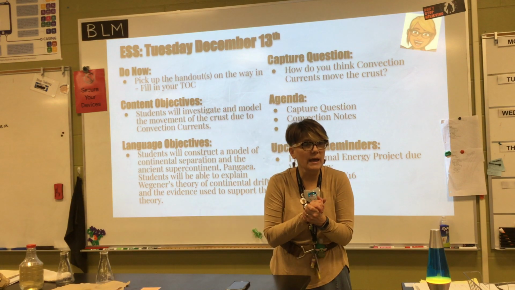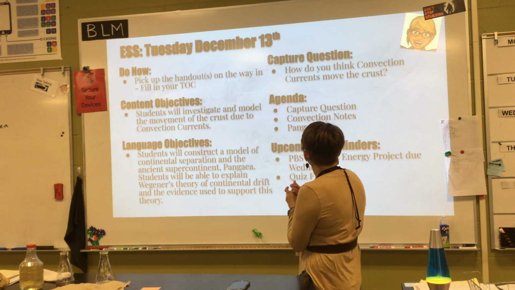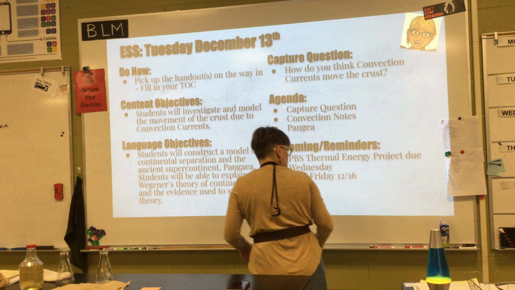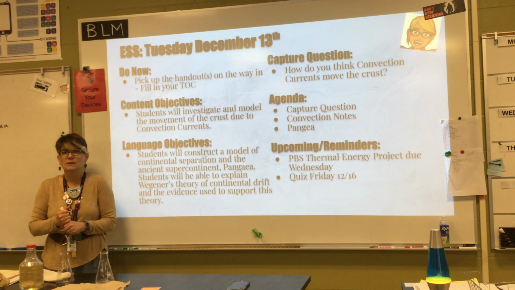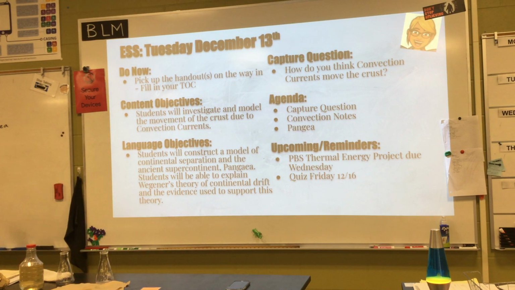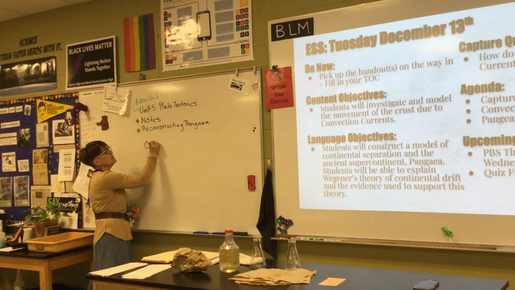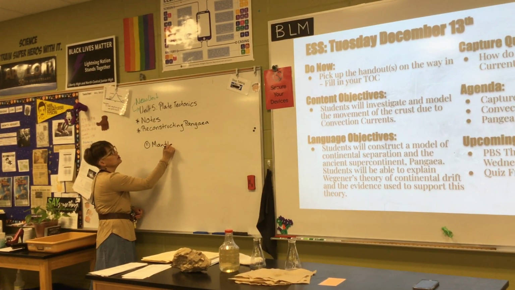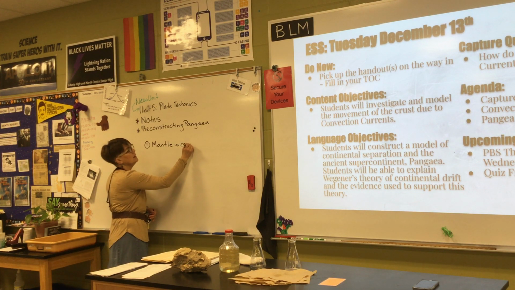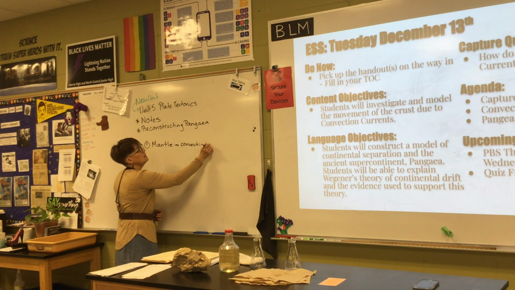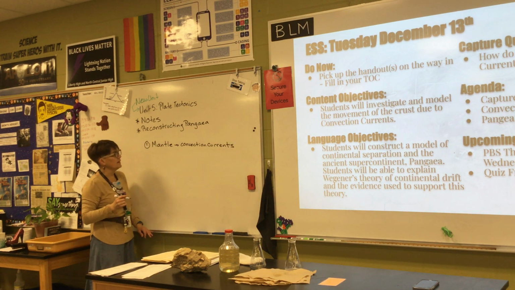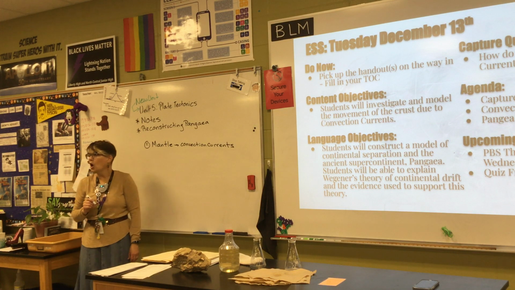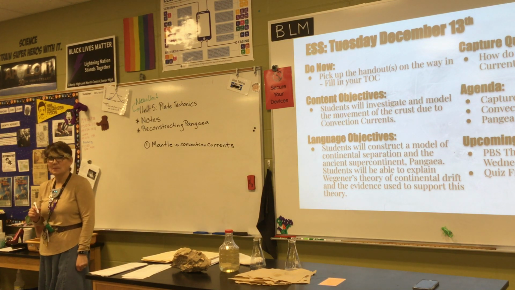All right, let's go ahead and share out. How do you think convection currents move the crust? First of all, where do convection currents happen? Mantle. Okay, let's start there. William, would you mind turning it this way, please? So we've got number one. You got to have something happen in the mantle. And so, convection currents. Okay, so in the mantle, we have convection currents. Fabulous.